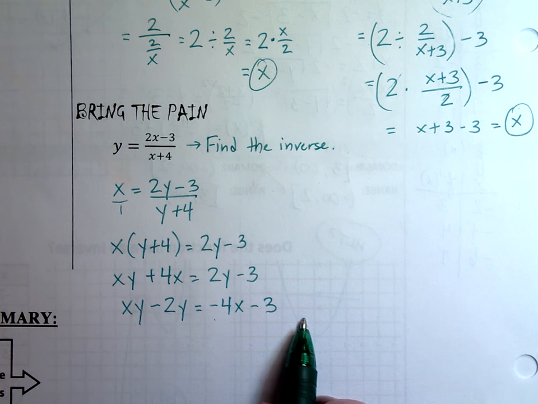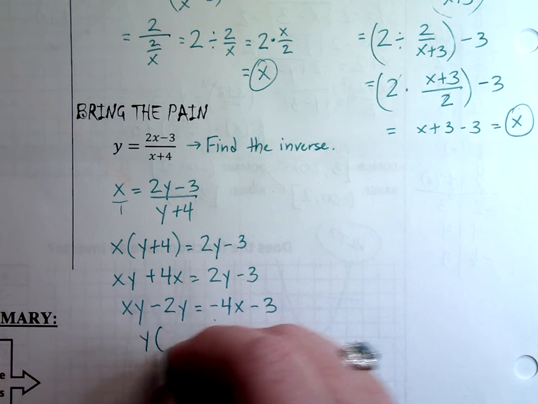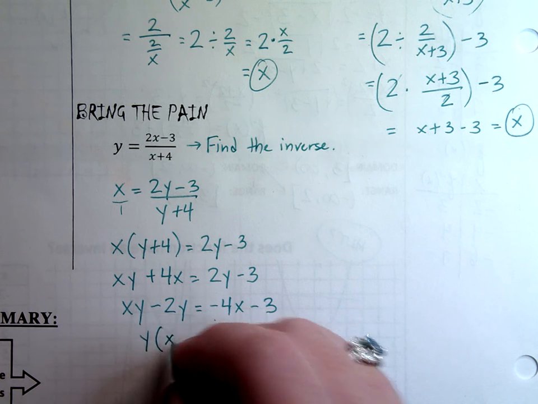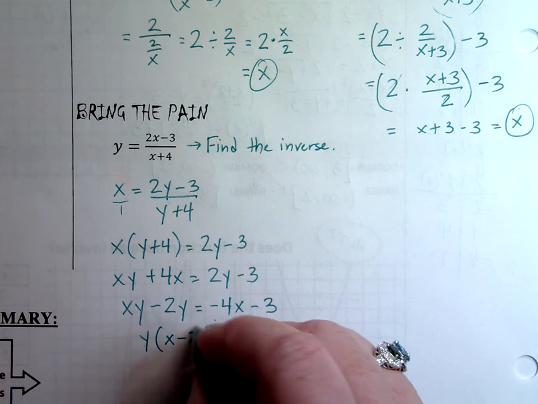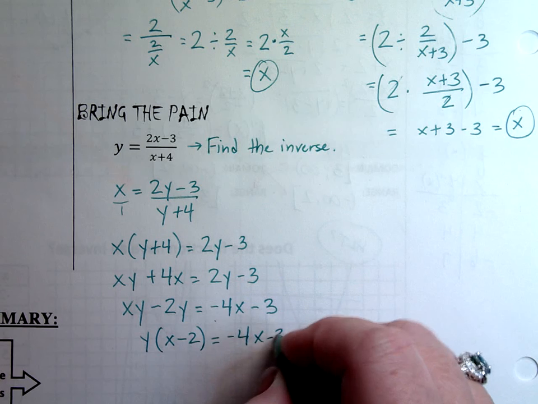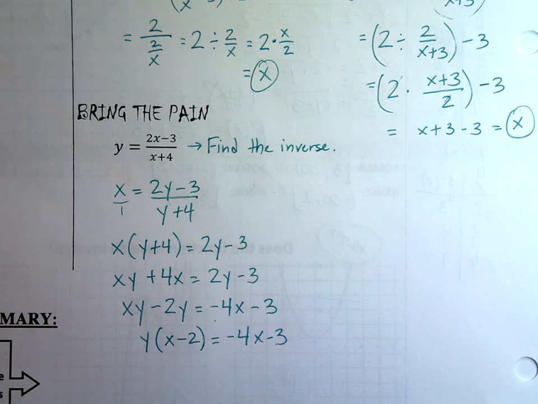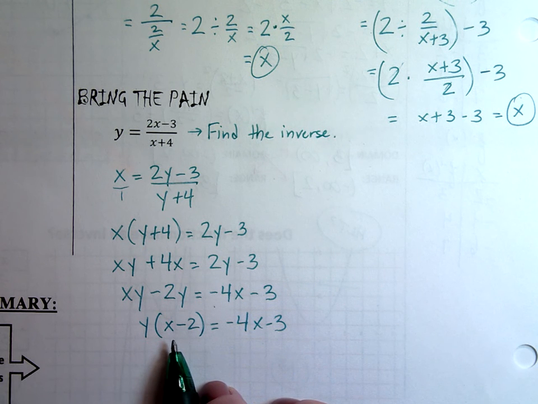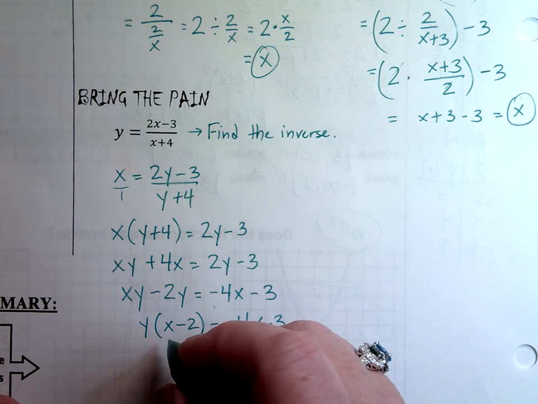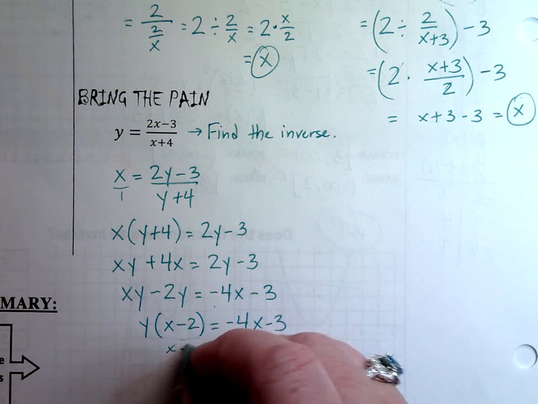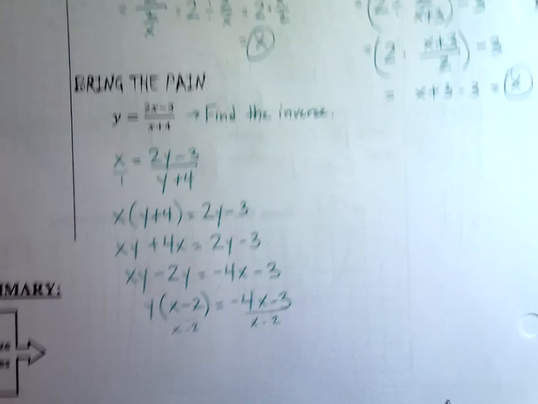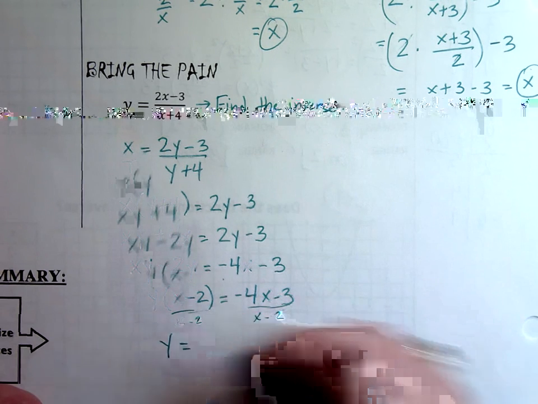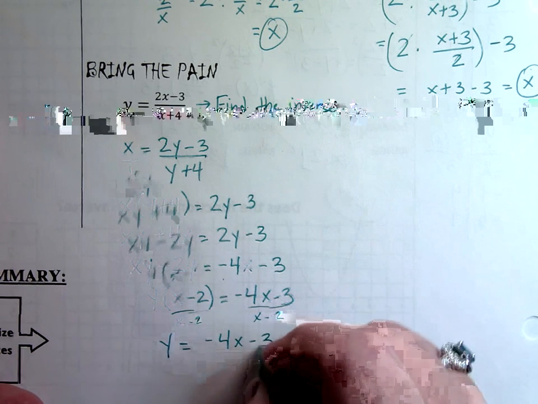Then I'm going to factor out a y. If I take a y away from this, I have an x. If I take a y away from this, I have a minus 2. I'm not doing anything on the right. Now think about how I can get this y by itself. It's attached by multiplication with the x minus 2. If I want to move that, I've got to divide, do the opposite operation. So I'm going to divide both sides by x minus 2. And here's what I'm going to have: y equals negative 4x minus 3 over x minus 2.